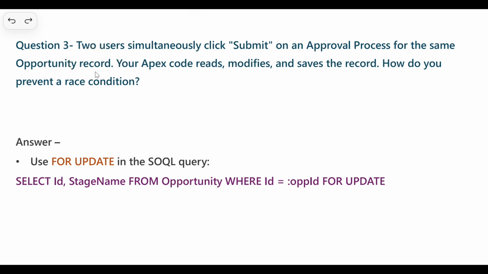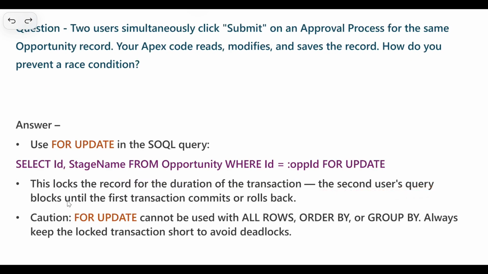Don't get confused, we are not talking about the field, we are talking about the record. How do you lock the record temporarily? The answer is use FOR UPDATE in your SOQL queries. So this is your normal query, and after your normal query you have to append this clause, FOR UPDATE, so that while you are working on this opportunity record, that record will be locked temporarily, and if others are using it, it won't be accessible to them. So the second user's query is going to be blocked until the first transaction is completed or rolled back.